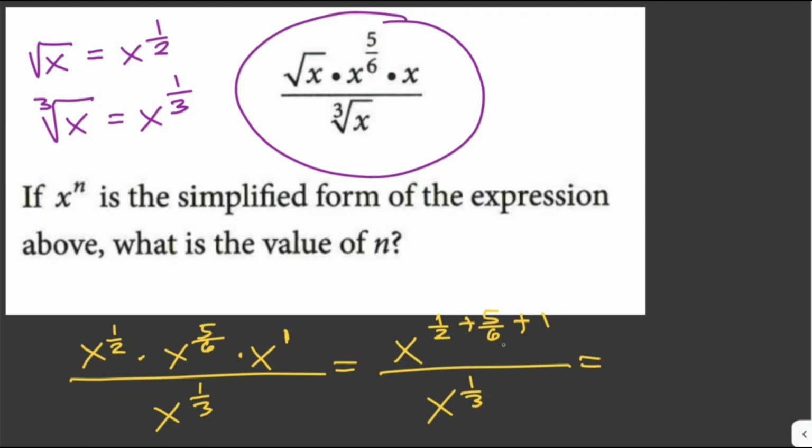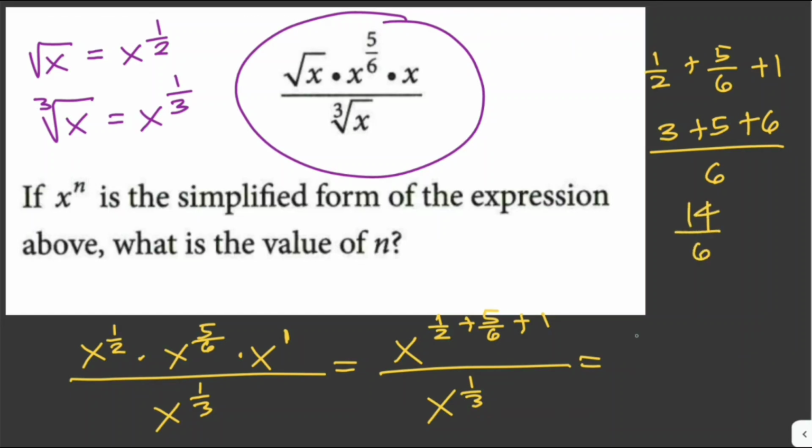Now 1/2 plus 5/6 plus 1. We can get the LCD here, which is 6. 6 divided by 2 is 3, 3 times 1 is 3, plus 5. 6 divided by 1 is 6, times 1, plus 6. 3 plus 5 plus 6 is 14. So this is just 14 over 6. So this is x to the 14 over 6 over x to the 1/3.